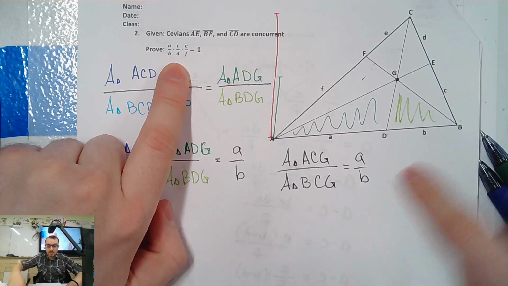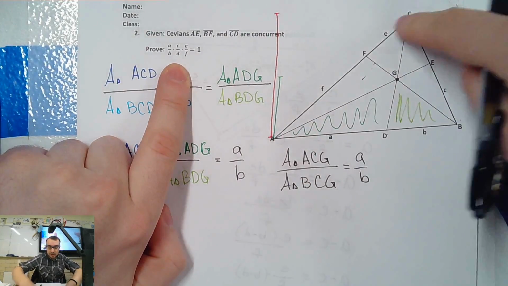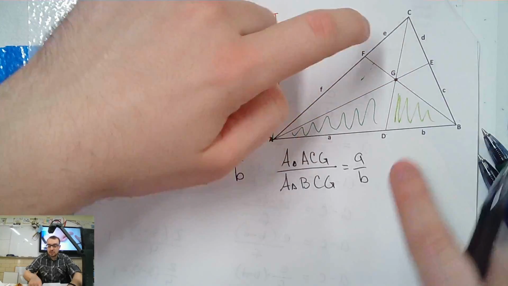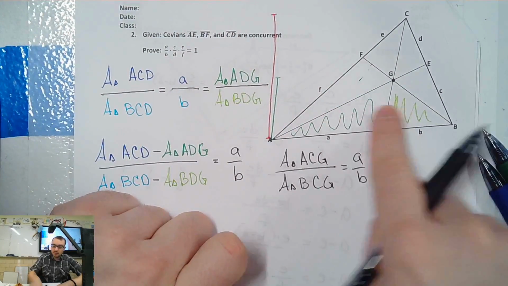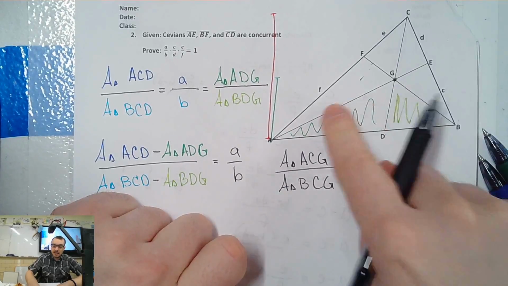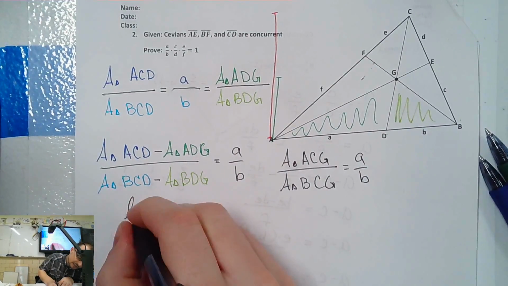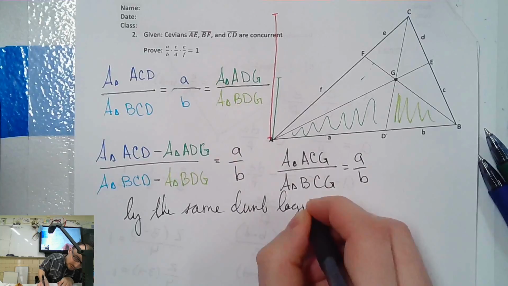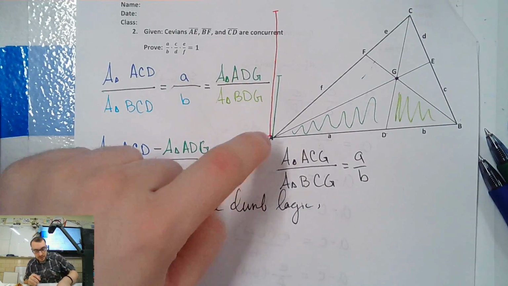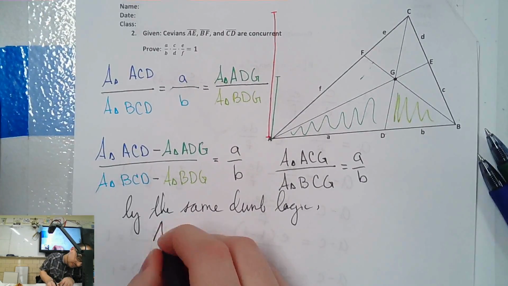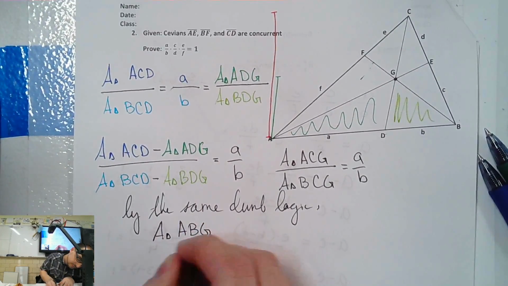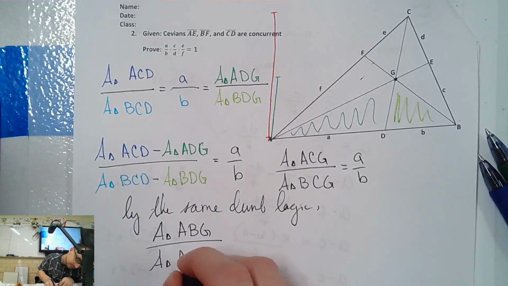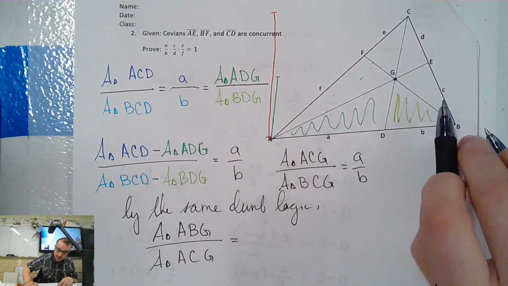Same dumb crap. Look at C and D, right? They have 2 big triangles associated with them, right? And they have 2 little triangles associated with them that have the same height. So when I subtract big triangle minus little triangle, what's left over is this guy, right? So that's going to go with C. And this is going to go with D. So I'm going to say, by the same dumb logic, or it follows, or whatever you want to say, triangle ABG, its area over ACG is going to equal C over D.